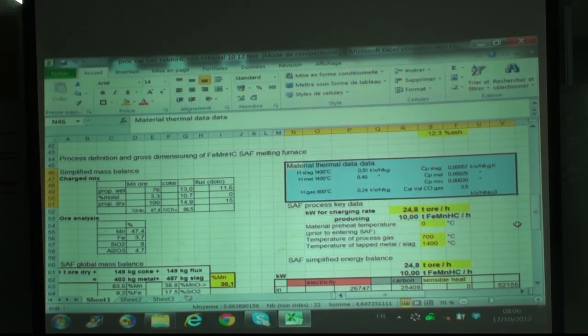So for sure, ferromanganese, ferrosilicon, ferronickel. How about chrome and aluminum? Aluminum is different, and it is not produced in a SAF. Aluminum is electrolysis. But ferrochrome, I can think. Okay.